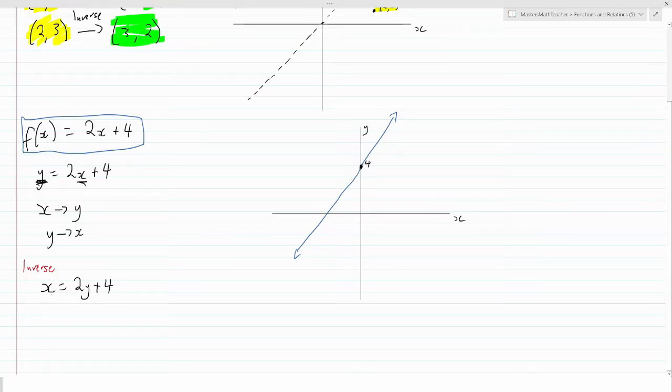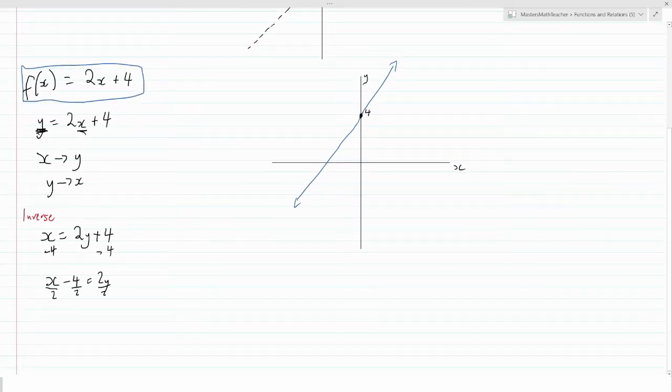However, I can't graph that. x equals 2y plus 4, that doesn't make sense. We always need something y equals. So what we have to do is rearrange this. So I take the 4. So we've got x take 4 equals 2y, and then we divide by the 2. And now I'm going to divide each term by 2 here. And so we've got x over 2, take 2 equals y, or y equals x over 2, take 2.